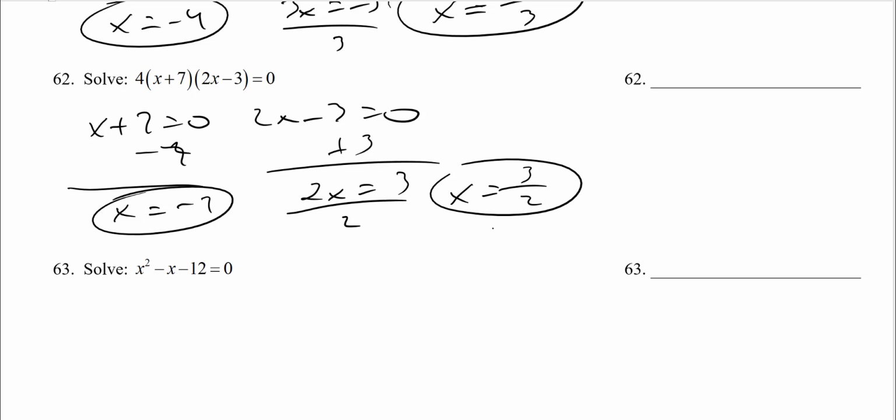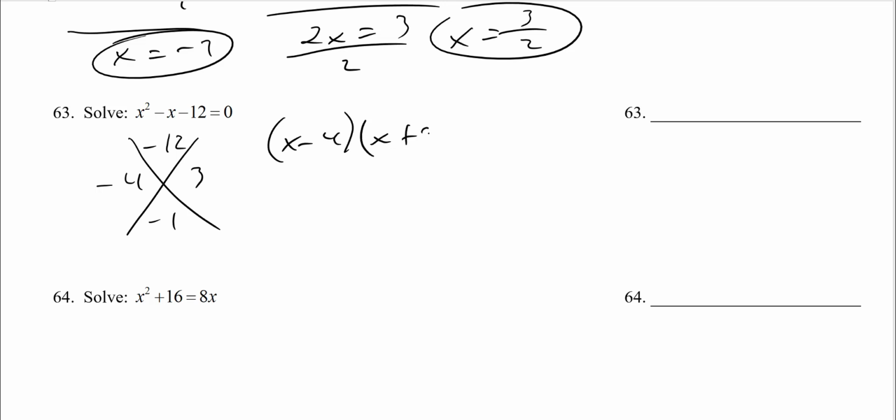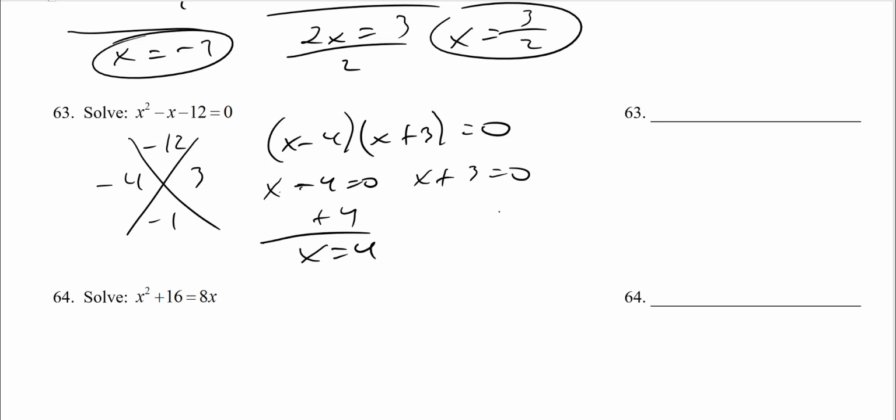Okay? Not as easy for the next group here because I have to factor first. So it's going to be use the x method, so you get negative 12 and negative 1. So that's going to be 4 and 3, but the 4 is negative. So you get x minus 4 and x plus 3 equals 0. So set equals 0. So x minus 4 equals 0, x plus 3 equals 0. Add 4, x equals 4. Subtract 3, x equals negative 3.